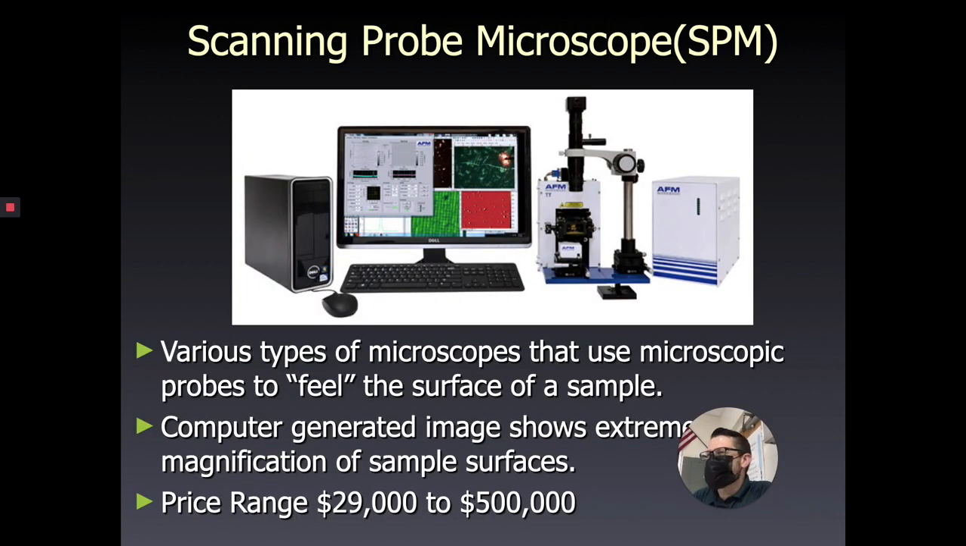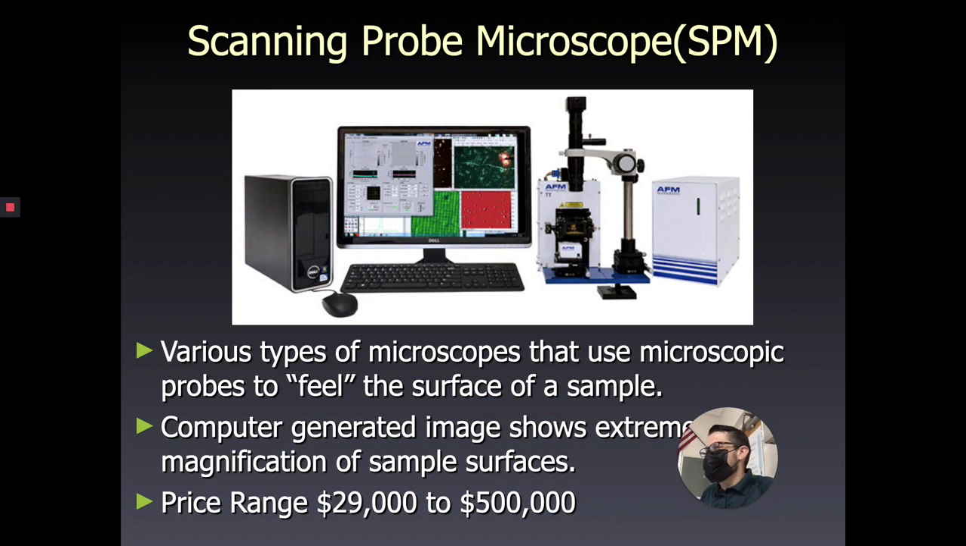The next kind of microscope is actually a group of microscopes known as scanning probe microscopes. Instead of relying on shooting energy at your sample, it uses a microscopic probe to feel the surface of the sample. So imagine you close your eyes and you reach out and touch the surface of something. You can get an idea of what that surface looks like by the little bumps and ridges as you run your fingers over it.